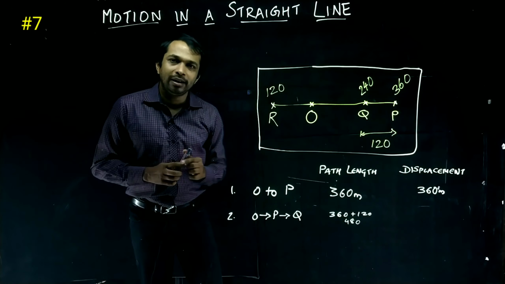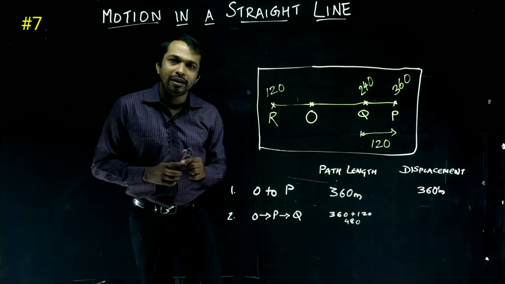Now take the third case. It went to P and it came back to O. So O to P to O. So what is the total distance? 720 meters, 360 and another 360 back. But what is the displacement? There is no change in the position, right?